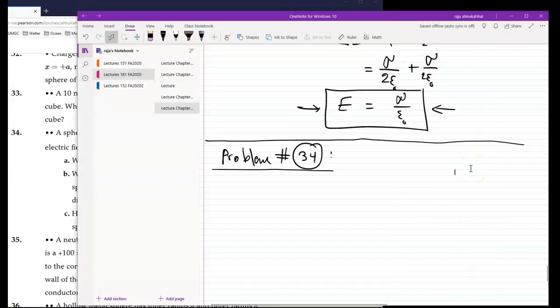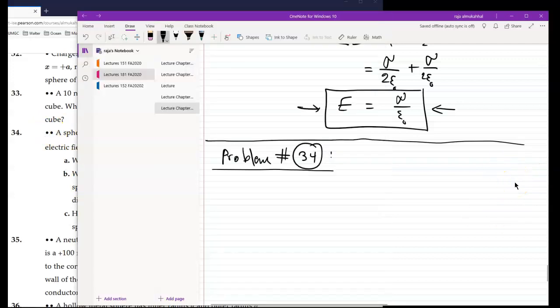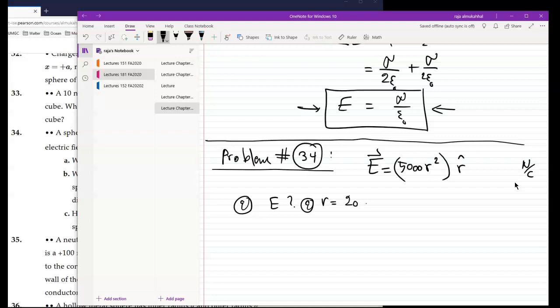So how do we do it? Well, we have this expression. I don't need to draw anything really. What's given to us is E vector equals 5,000 r squared r unit vector. I don't like putting units on expressions, so I'll just put it way back there. I don't need it. Anyway, there we go. So part A, what is E at r equals 20 centimeters?